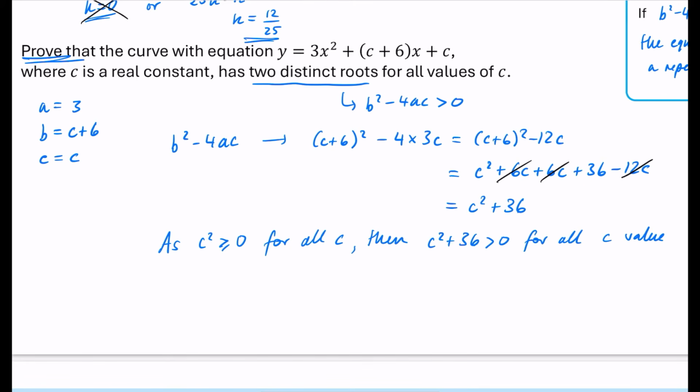In other words, we could say the minimum value of this is 36, and we said that if b squared minus 4ac is greater than 0, then there are two distinct roots. So as it's greater than 0 for all of c, then c squared plus 36 is greater than 0 for all c values. Hence, we do need a conclusion statement because it's a proof question. Hence, the discriminant is greater than 0 for all c values.